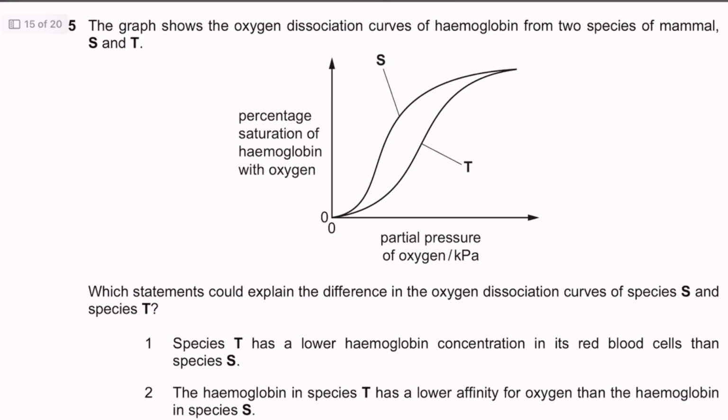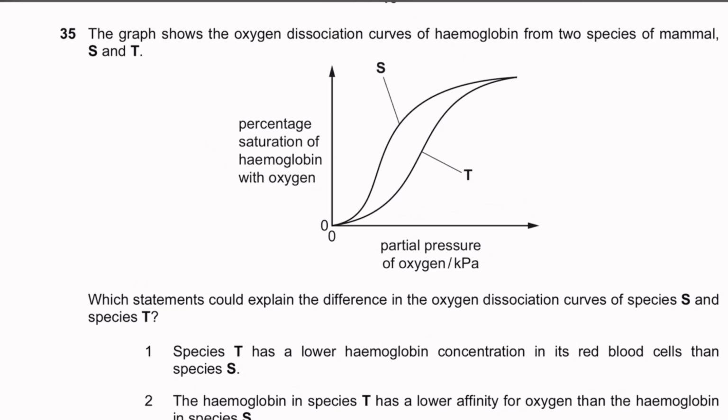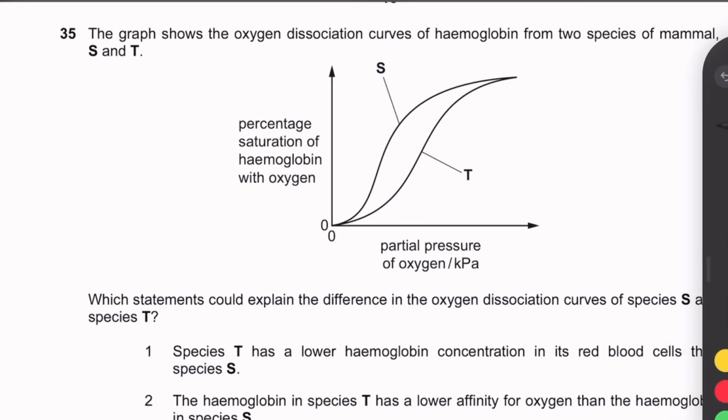The graph shows the oxygen dissociation curves of hemoglobin from 2 species of mammals, S and T. So you have partial pressure of oxygen, percentage saturation of hemoglobin with oxygen, and which statements could explain the difference in the oxygen dissociation curves of species S and species T. Species T has a lower hemoglobin concentration in its red blood cells than species S. I would not assume so. I would assume maybe they have, since they have the same, here, hold on, let's read all the other options.